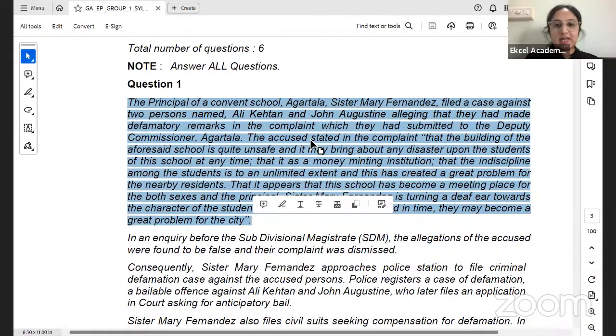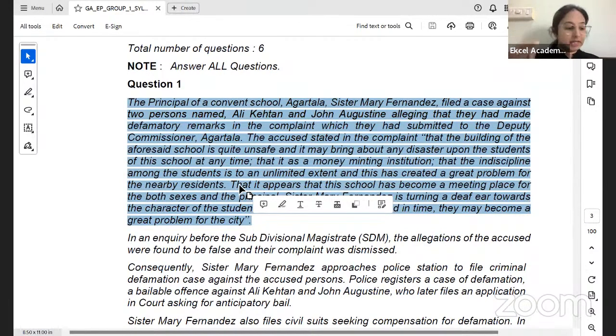What is she alleging? What is her complaint? It is that they had made defamatory remarks. So she wants to file a defamation case. That means defamation is what? Defaming her, insulting. Okay, so she is filing that. She is alleging that there is defamation, that they had made defamatory remarks in the complaint which they had submitted to the Deputy Commissioner, Agartala.